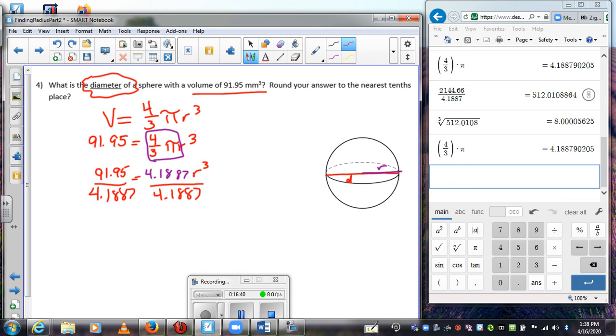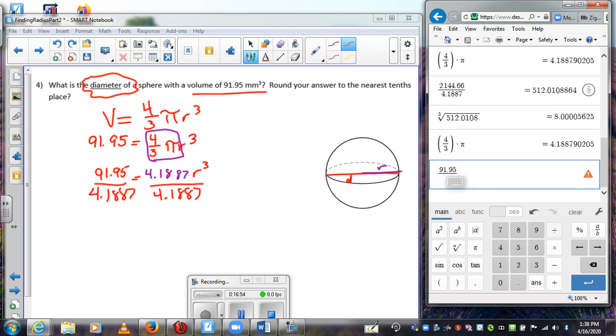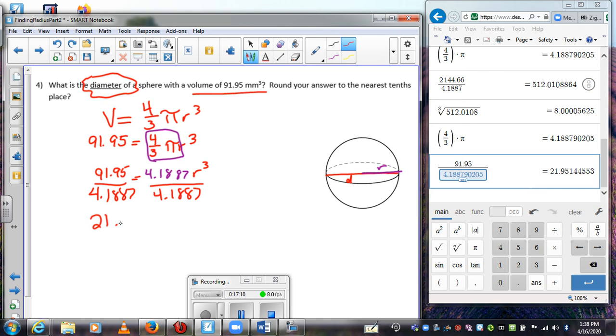Now, one of the things you can do if you want to be more exact, I told you the more you leave in the calculator, the better off you'll be. Let me show you how to do that. So 91.95 divided by, and instead of typing out 4.1887, I'm going to use the ANS. That means your answer from the previous. And that is going to give me 21.95144. You don't have to use that answer function. You may not have it on your calculator, but if you have it, it saves you from typing.